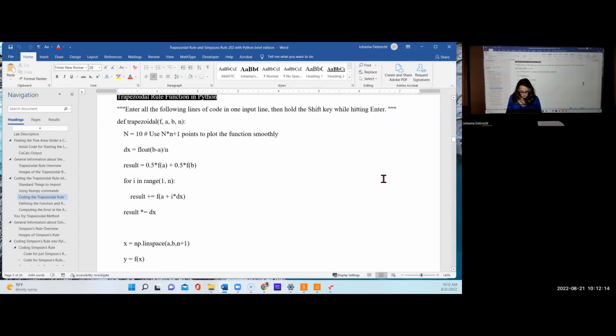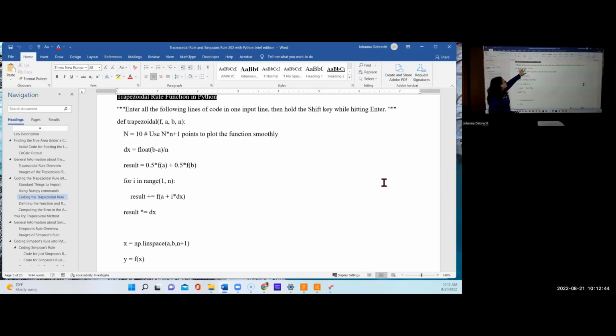This is the trapezoidal rule in Python. So remember, we're going to enter all these lines of code into one cell. These are lines in Word, but they all go into the same box in the Python code. DEF stands for define. Trapezoidal. This is the name we're going to give to it. If you wanted to name it something shorter, you could, but I wanted to make sure to use a descriptive name for my students.